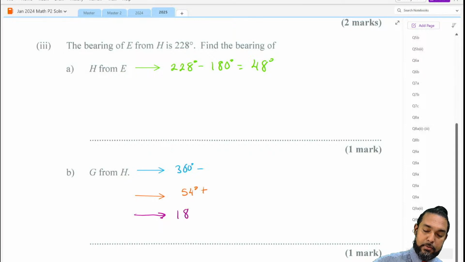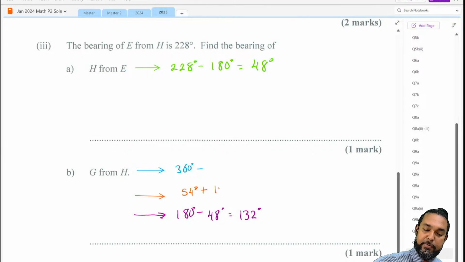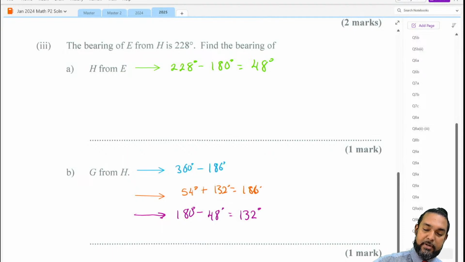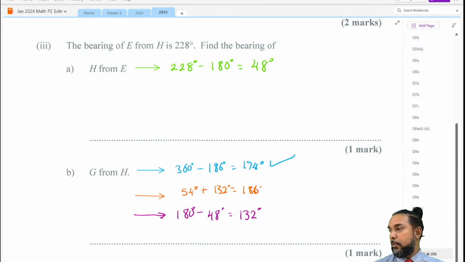Okay, cool. So 180 degrees minus 48, right, so that's 132. And then that feeds up into the orange. 54 plus the 132 is equal to 186. And then that feeds up to the blue. 360 minus the 186 is 174. So this item here, G from H. Paper 2 to be exact. Which year?